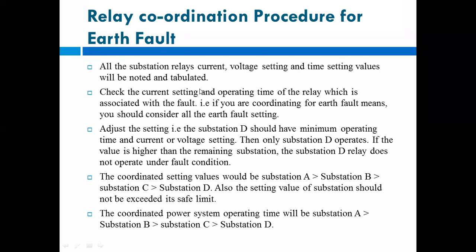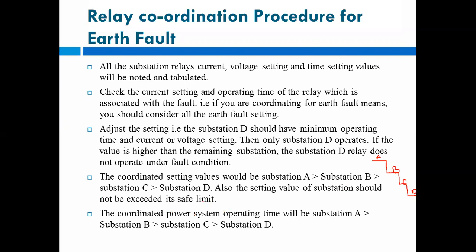Now, the coordinated setting values would be substation A greater than substation B, and greater than substation C. In this sequence, whatever the values, we should set the minimum value for D. More than that, the value should be set for C. Then more values should be set for B and for A. So like this for A, for B, for C, and for D. In this way you should set the values of current, voltage, and time also.